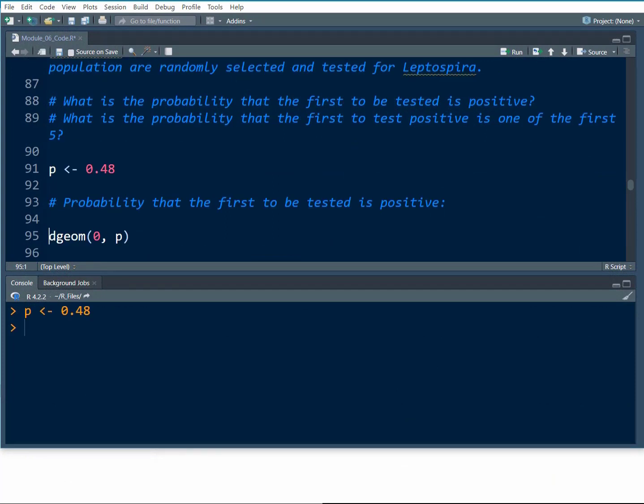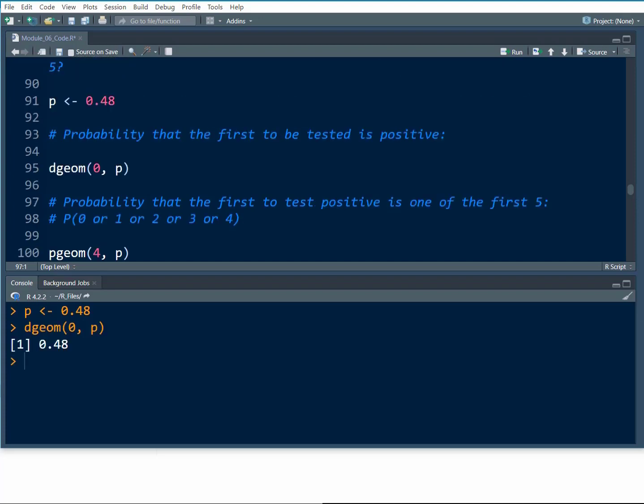To find the probability that the first to be tested is positive, that means we want to find the probability that y equals 0. The dgeom(0, p) command gives us 0.48. Note that this shouldn't be a surprise. If the probability of a success is 0.48 on any given trial, then the probability of a success on the first trial is 0.48.